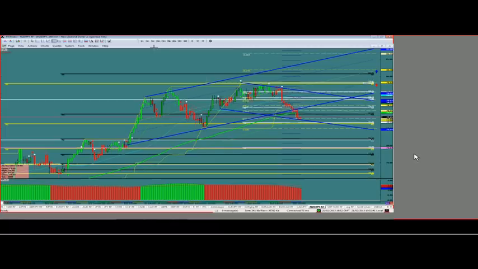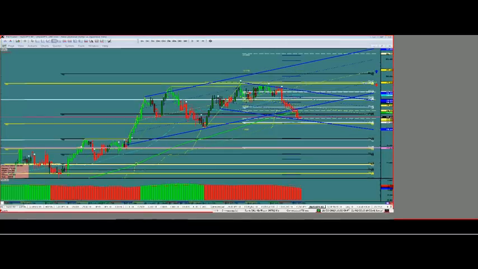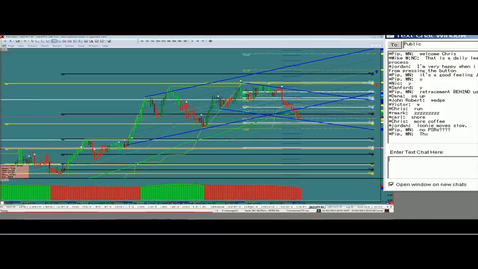Fifth wave also, so we're near the top. So it's going to be tough.